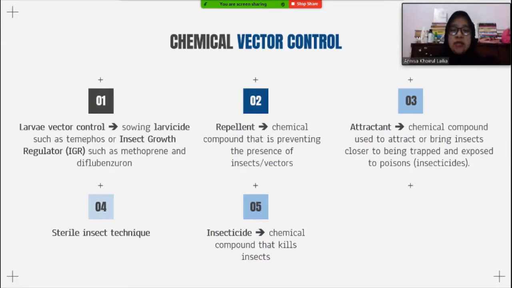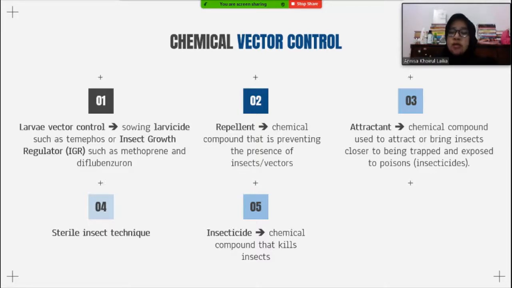The first is chemical vector control. The first is larva vector control. We can use larvicides such as temephos and insect growth regulators such as methoprene and diflubenzuron. Or in adult vector control or mosquito control, we can use repellent, which is a chemical compound that prevents the presence of insects or vectors, and also attractant, which is a chemical compound that is used to attract or bring the insect closer and trap and expose it to the poisons.